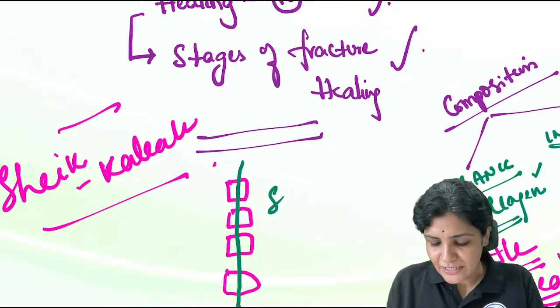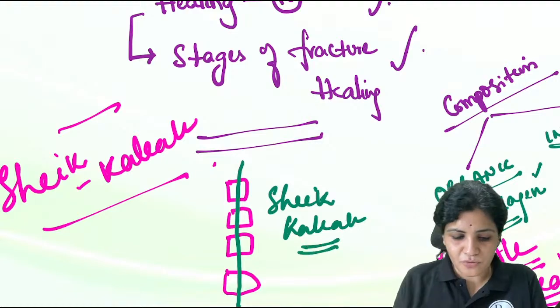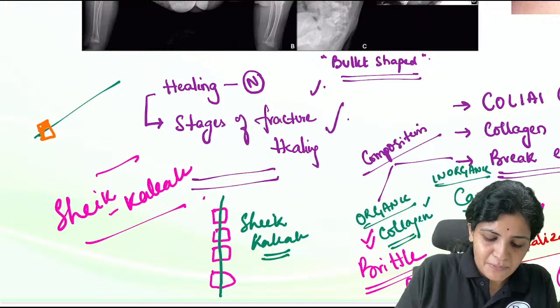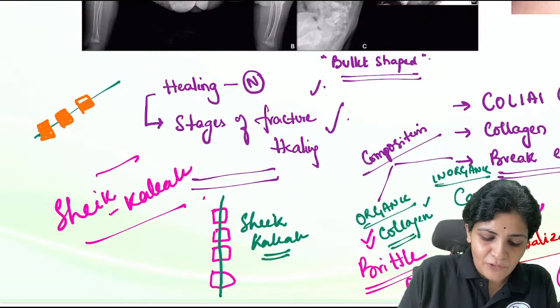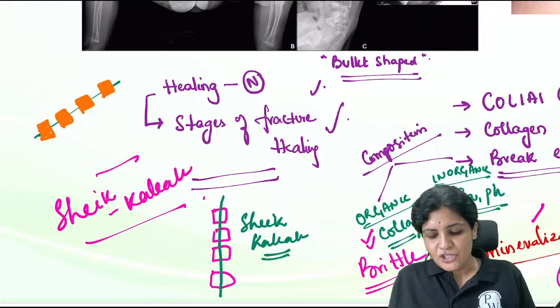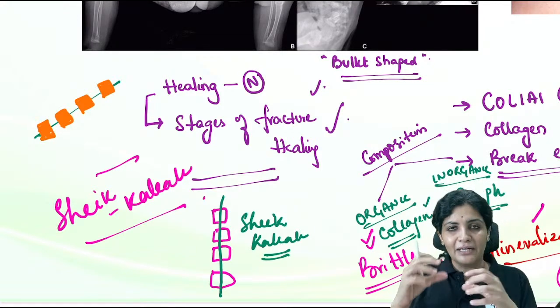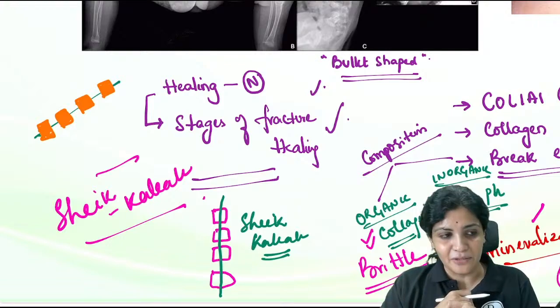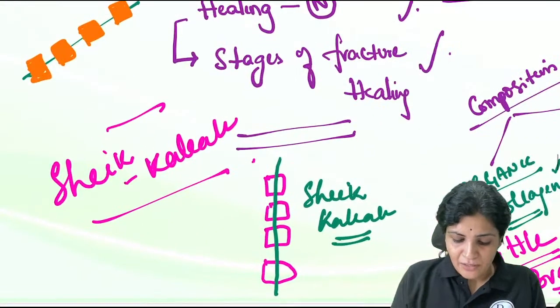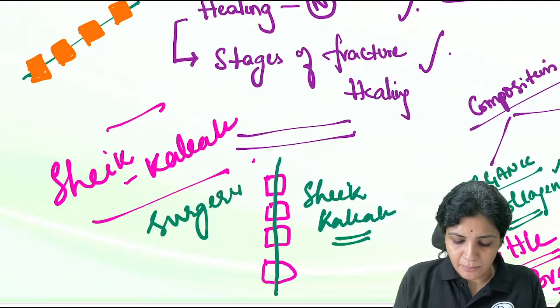So this looks like the famous dish called the sheikh kebab. If you go to the restaurant and order sheikh kebab, they will put these meat pieces over one big rod. Have you gone to barbecue? So that is called the sheikh kebab surgery. Because they have multiple bone pieces, they pass the intramedullary rod through them, and that is called the sheikh kebab surgery.